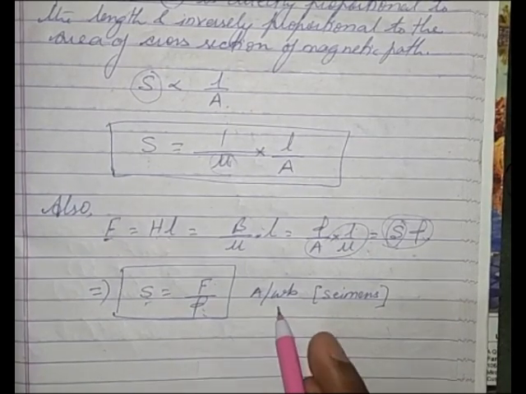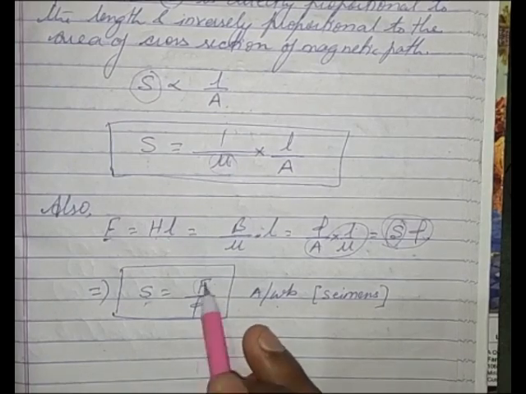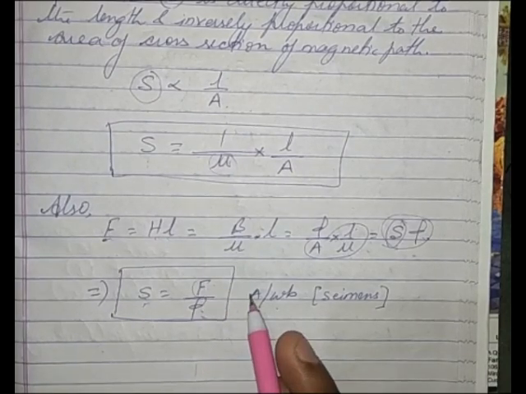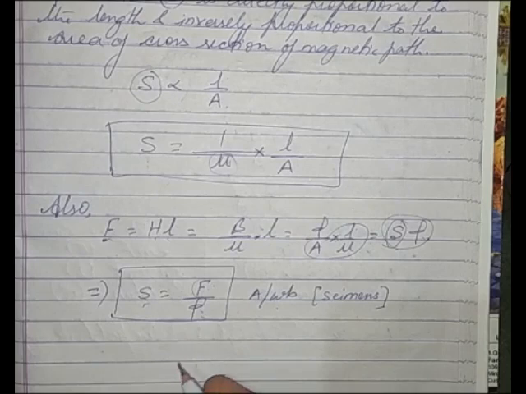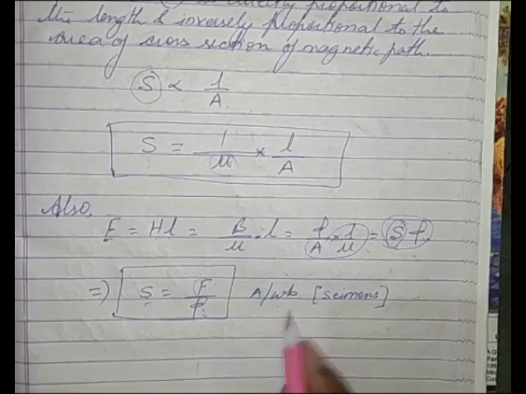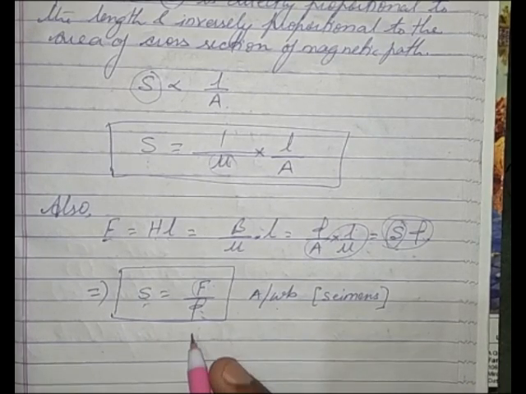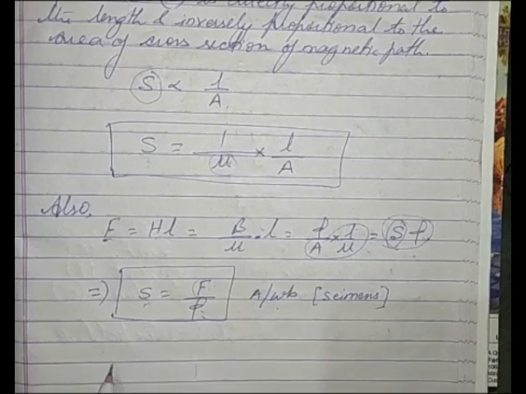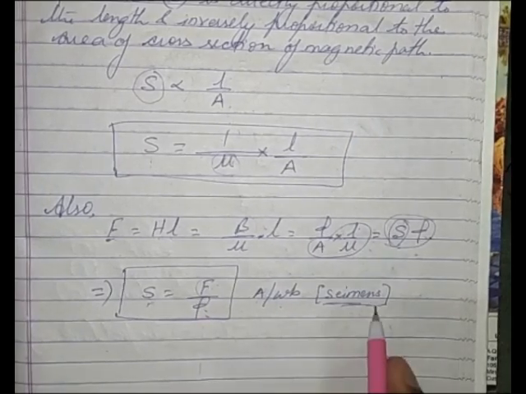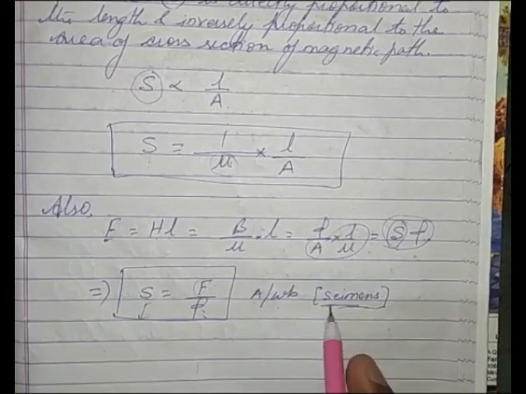The unit of flux is Weber, and F is in ampere, since F is number of turns into current and the number of turns has no unit. So the unit is ampere per Weber, and it is also called Siemens. The unit of S is also Siemens.